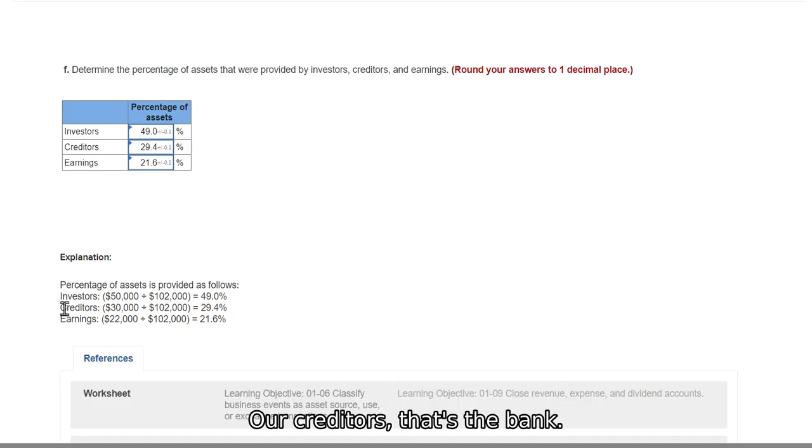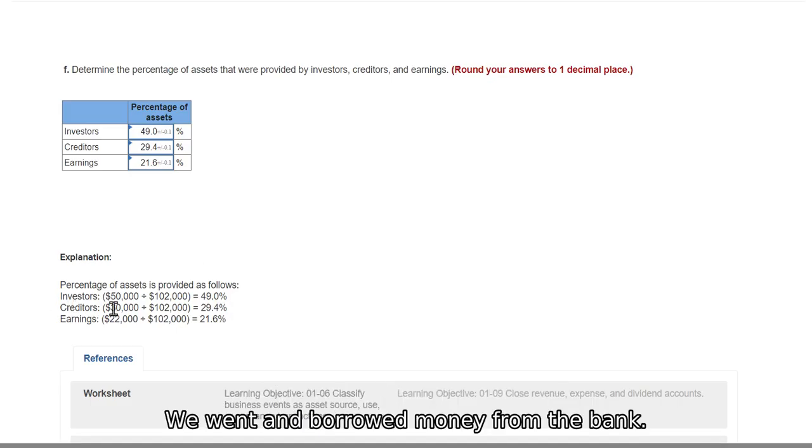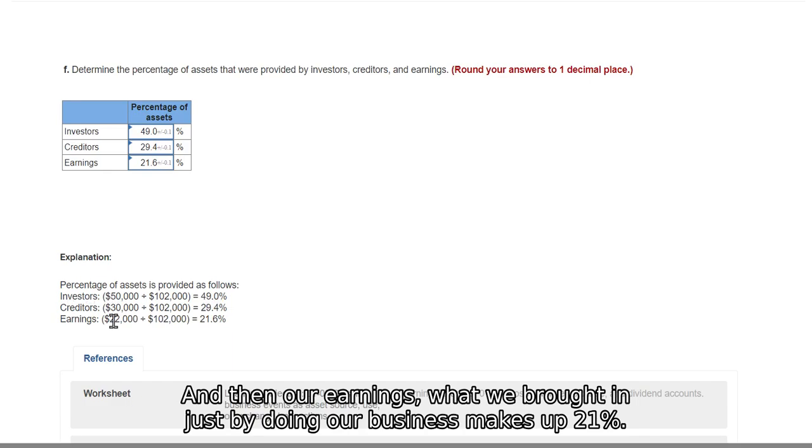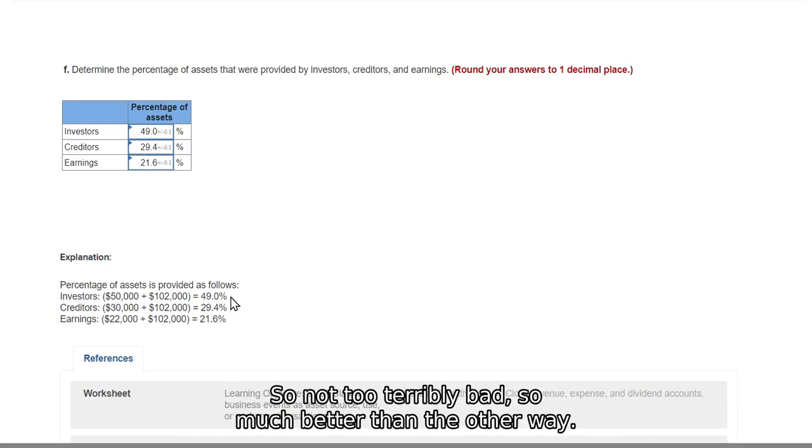Our creditors, that's the bank. We went and borrowed money from the bank. They make up 29% of our assets. And then our earnings, what we brought in just by doing our business, makes up 21%. So not too terribly bad. So much better than the other way.